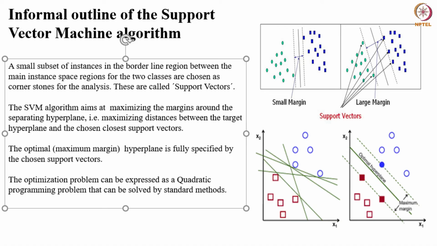As you can see in the picture to the right, depending on how we select the hyperplane or line in this simple case, the margins become more or less broad. So the algorithm aims at finding the maximum margin. And one can say that the optimal maximum margin hyperplane is fully specified by the chosen support vectors. However, there is an optimization problem that has to be solved, but this problem can be expressed as a quadratic programming problem that can be solved by standard methods.